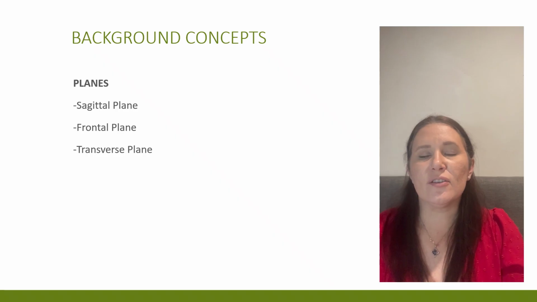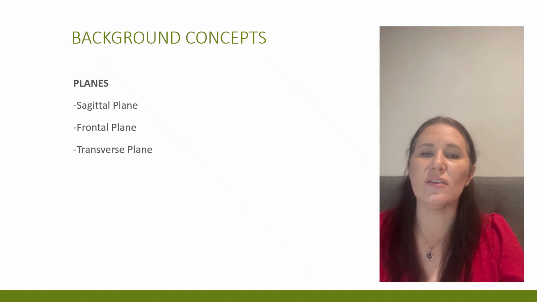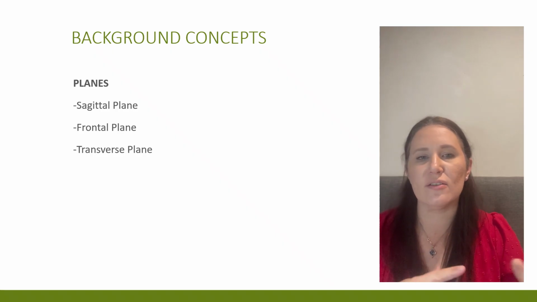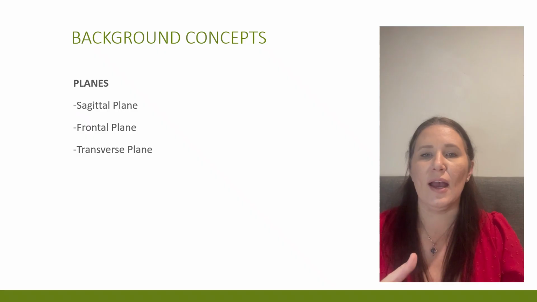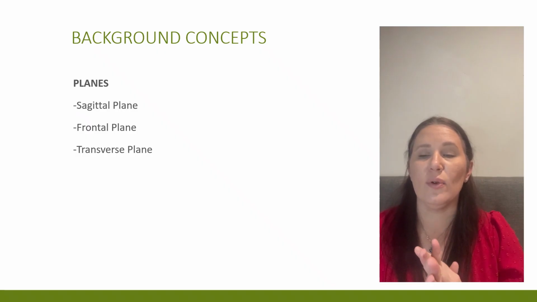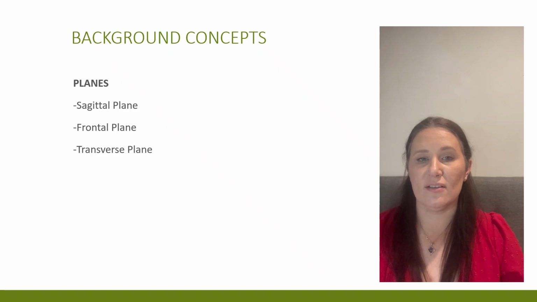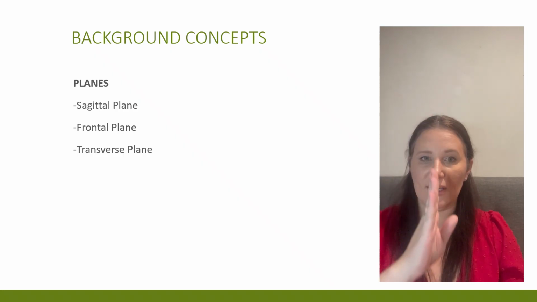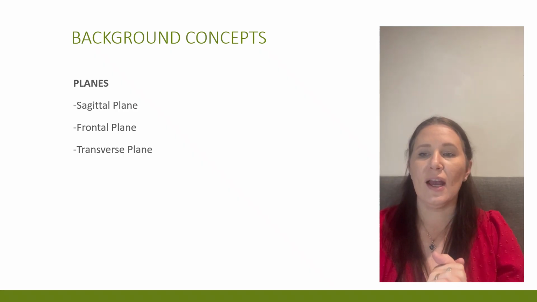Some of the background concepts needed for this anatomical review are the use of anatomical planes. Planes are important because they help all people understand the location of something in the body based on imaginary lines on a 2D image. The main plane that we'll be using is the sagittal plane, which divides the left and right side of the body with a plane line straight through the middle.